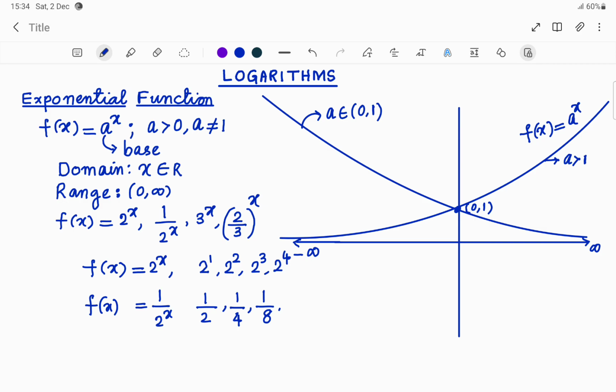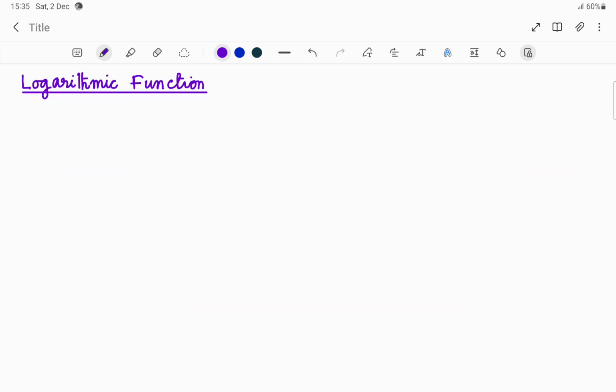Okay. Next, we'll go to logarithms. How a logarithm is defined from an exponential function. Logarithmic function. Suppose a power x is equal to some n. From this, you can write the x value is equal to log n base a.